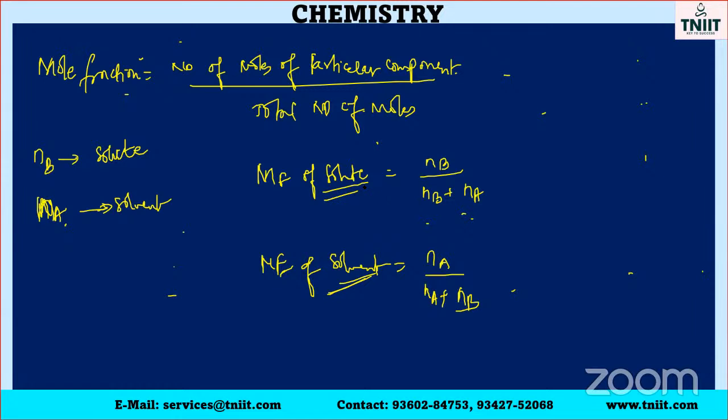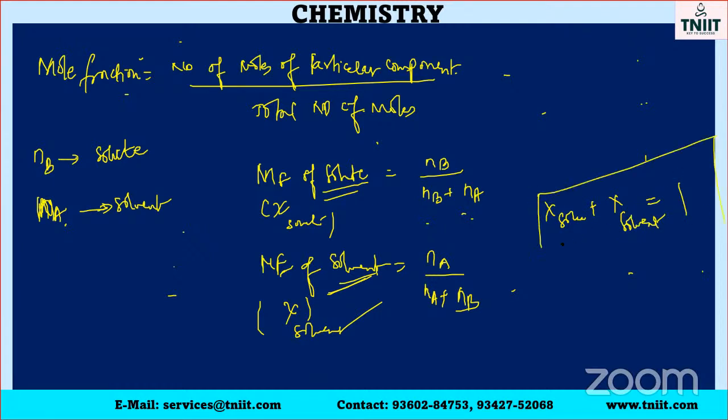You know how to find the number of moles. We learned it in the previous slide: weight in grams divided by molecular mass. Generally, mole fraction is represented by the letter X, X of solute and X of solvent. You should remember that for a binary solution, the mole fraction of solute plus the mole fraction of solvent is always equal to 1.